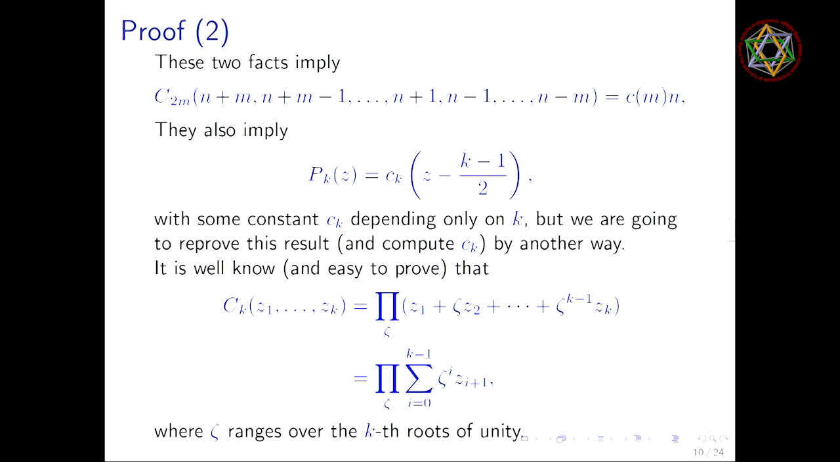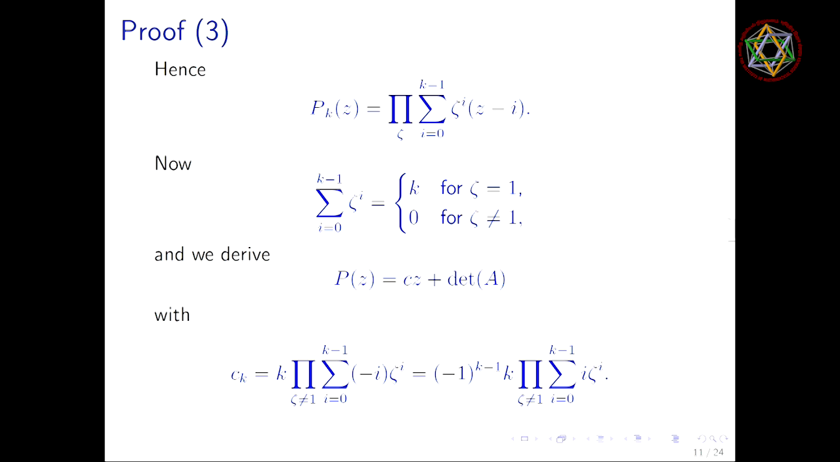So we have to look at the sum which is here in the special case which we are interested in, which is with z minus i. So p_k(z) is this product of these forms with z. And now when we compute the sum of the zeta^i, it's well known, by looking at the minimal polynomial of zeta, that it is k for zeta equal 1 and 0 for zeta different from 1.